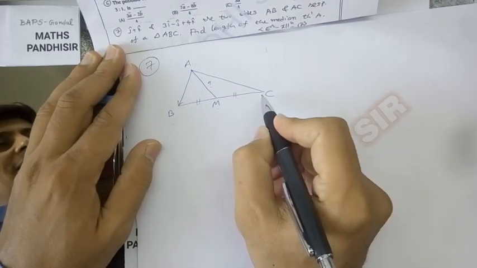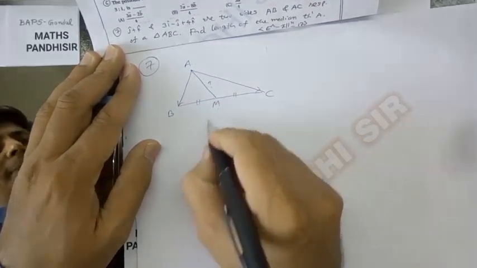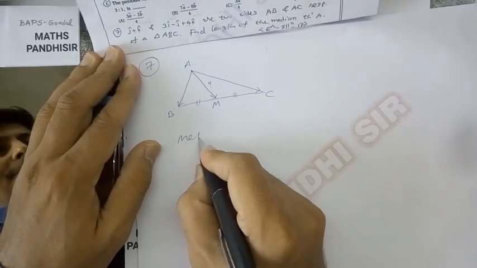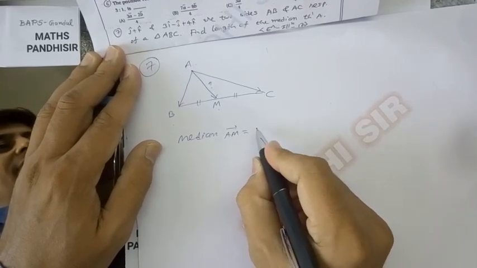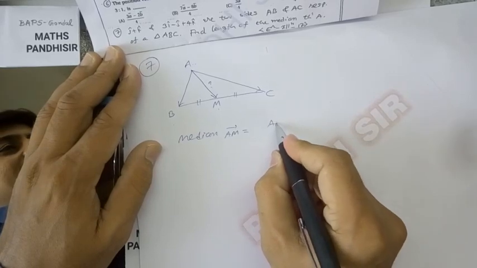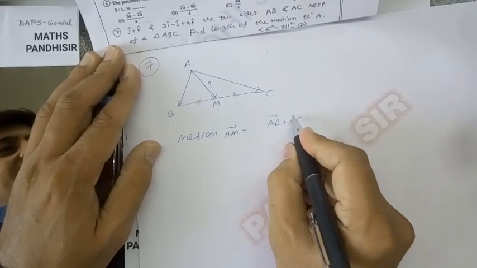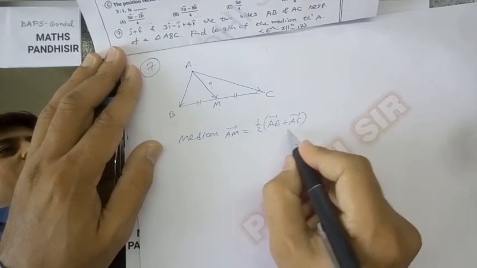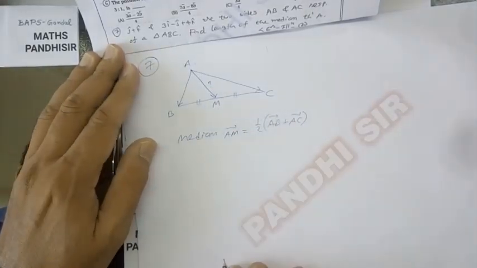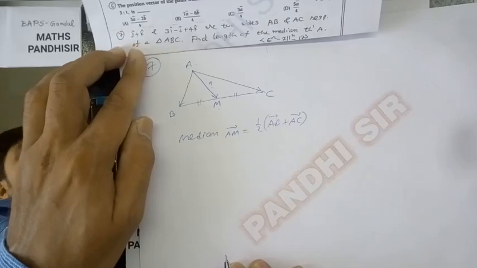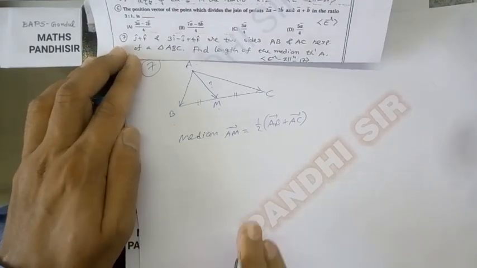ये क्या है? AB, ये क्या है? AC, और ये AM जो मीडियन है, मीडियन AM is nothing but AB plus AC by 2. You will get the median. देखो कई बुक में क्या एंगल बाइसेक्टर में भी यही यूज़ कर लेते हैं.